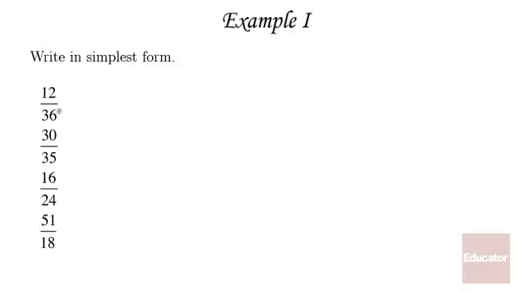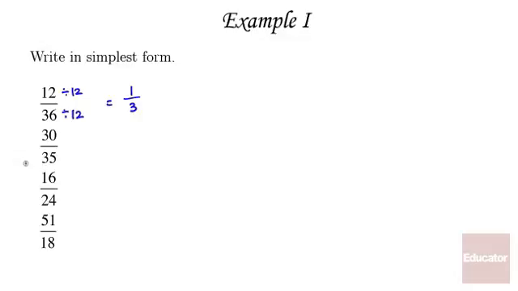Since I know that 12 is my biggest factor, I'm going to divide this by 12 and then divide this by 12. Whenever I simplify, I need to divide both the top number and the bottom number by the same number, the same factor. So this is 1 over 36 divided by 12 is 3. Now this is saying that the ratio of 12 to 36 is the same as 1 to 3. So they are the same ratio. They're equivalent.